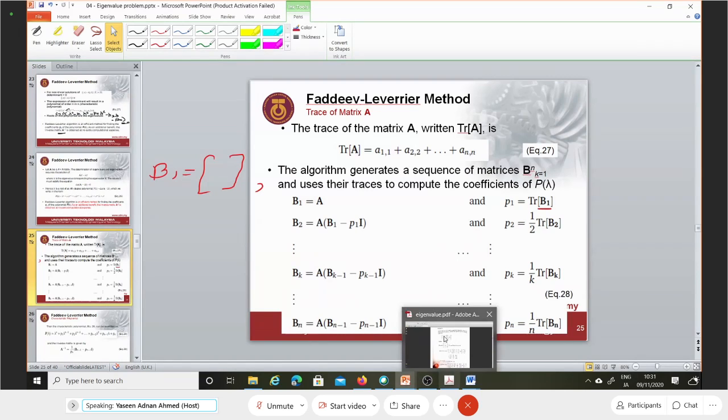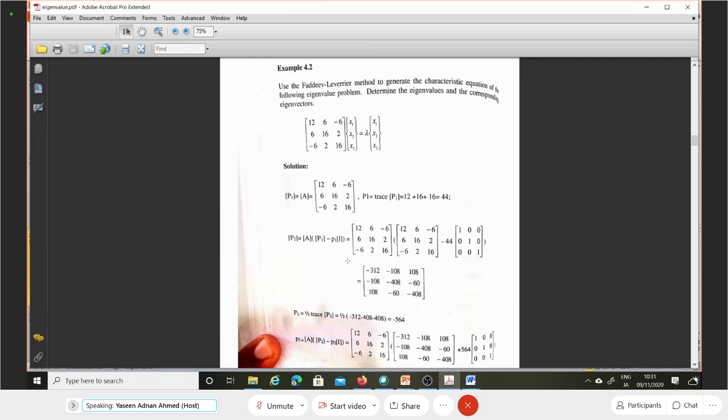If I refer back to this previous problem, P2 or B2, whatever it is, is A, the same matrix that you have here, multiplied by the previous matrix, P1, minus the constant, which means the P1 value multiplied by the identity matrix 1, 1, 1. Now you have to do it.